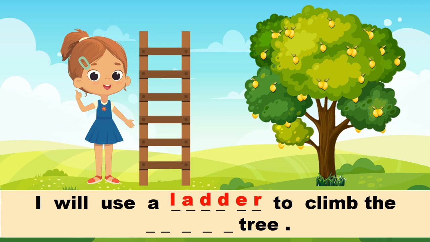To climb the blank tree. As you can see, the second missing word has five missing letters. What could it be? Correct! Lemon tree. Now let's read the sentence all together. I will use a ladder to climb the lemon tree. Nice!